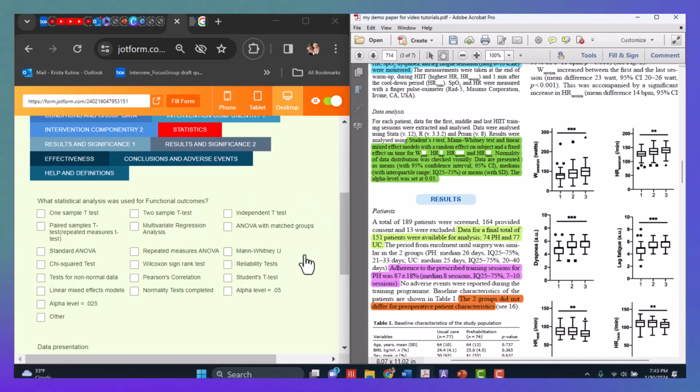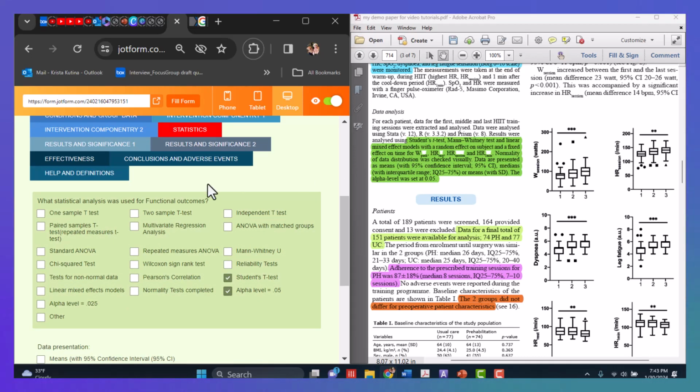So it looks like they use the student's t-test, which is, I think, on the list. There it is. I know that their alpha level was set at 0.05. They use the Mann-Whitney test, so that's the Mann-Whitney U. And they used mixed effect models. There's linear mixed effect models, making sure that I'm not missing something else.